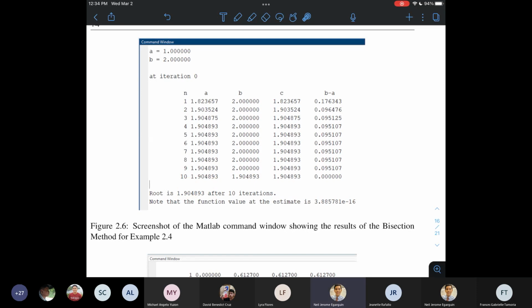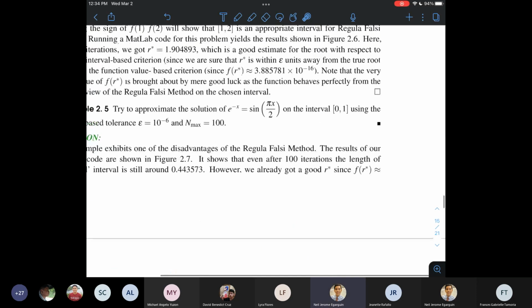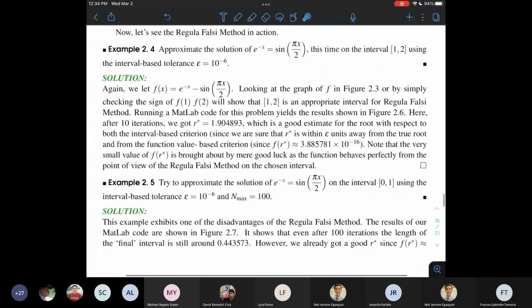And also, since we use the interval method or the interval-based stopping criterion, we know that this is within 10 to the minus 6 units away from the actual root. Okay? So kasi nga, yung epsilon natin ginamit, interval-based, ay 10 to the minus 6. So alam natin, ang layo nung estimate ko na R star ay 10 to the minus 6 from the actual solution.